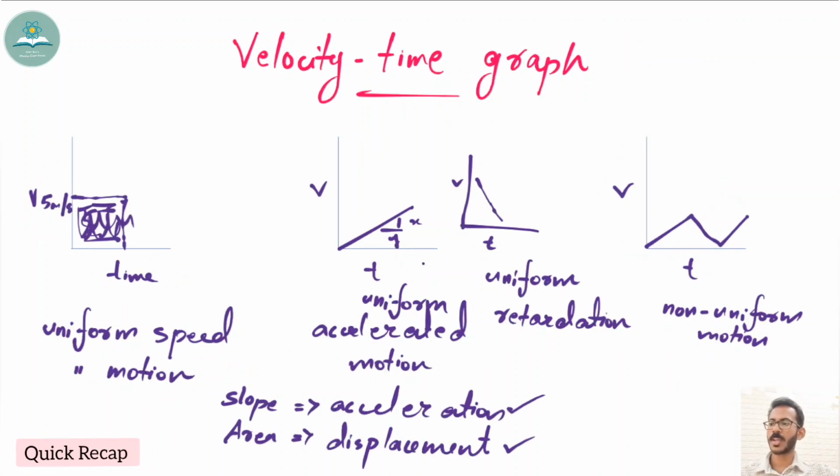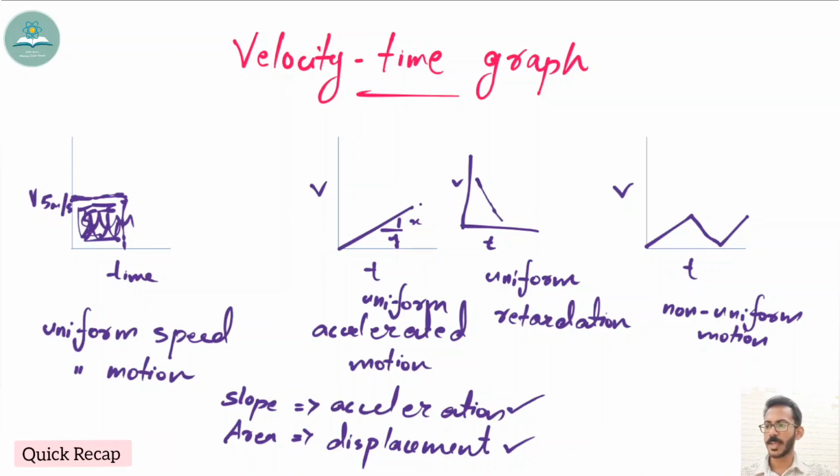Now going to the next type of graph, that is velocity time graph. In velocity time graph, you have 4 different types of graph. First one is a straight line parallel to the x-axis. Don't be confused between the previous graph and this one. Here it is velocity time graph. Here the velocity is same, so you call it uniform velocity or uniform speed or uniform motion. This graph stands for all of this.